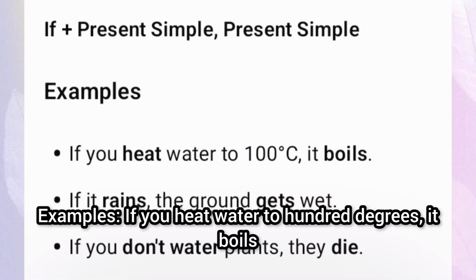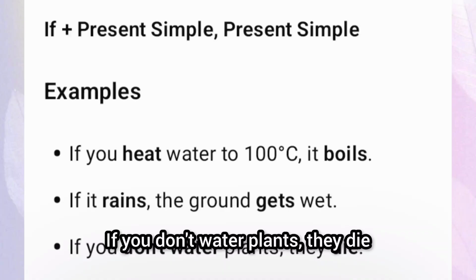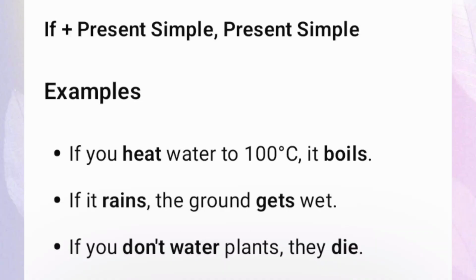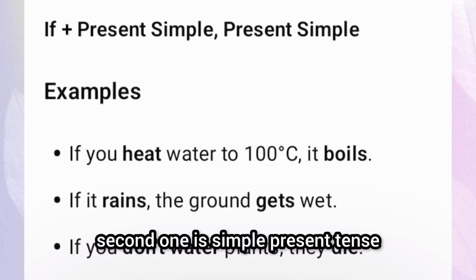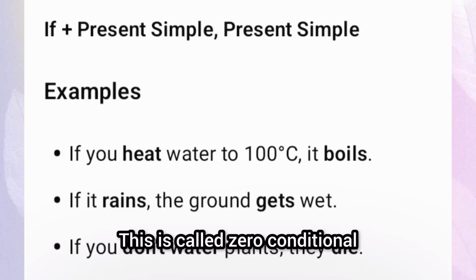Examples: if you heat water to 100 degrees, it boils. If it rains, the ground gets wet. If you don't water plants, they die. Here, if is common, the second one is simple present tense, and the next one is also simple present tense. This is called zero conditional.